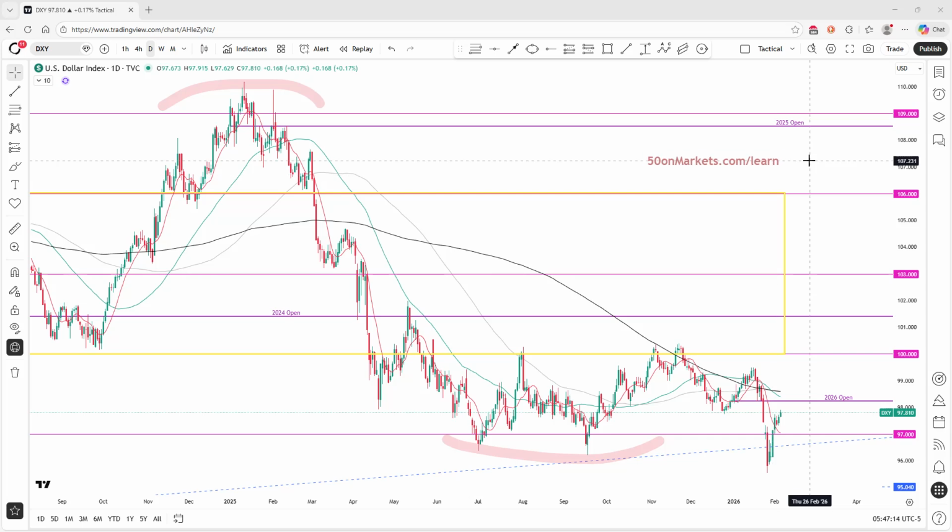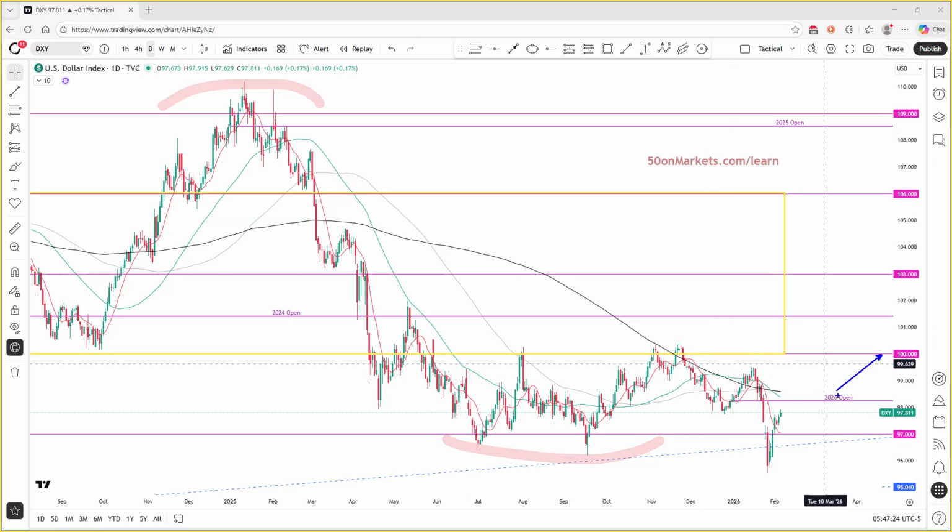Here, we've been looking at these $3 ranges in DXY, and as we can see, we've been hovering around this basically 97 mark essentially since April, May of last year.